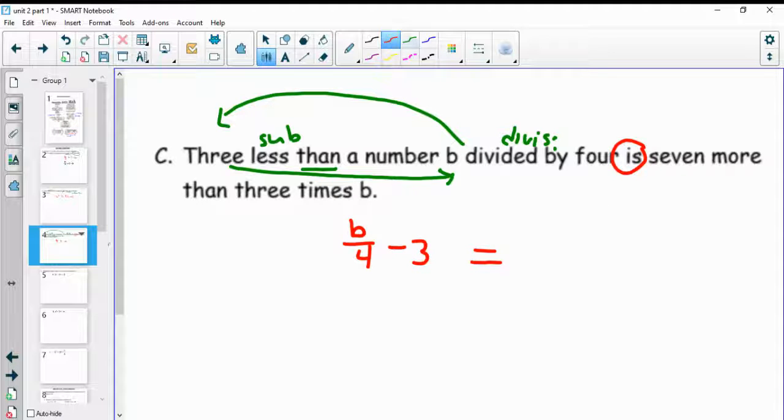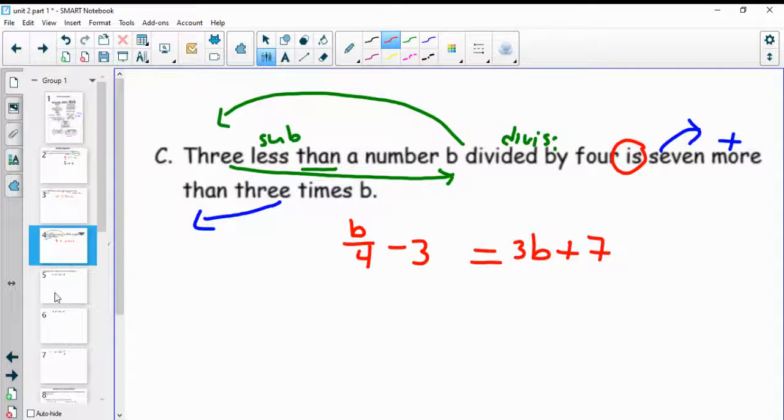Is, now we move to the right-hand side, 7 more than 3 times b. So now less meant subtraction, so more is going to mean addition. Than is still one of our turnaround words, so it's going to change our order. So 3 times b is going to be recorded first, and 7 is going to be recorded second. So as we go to translate this, 3b stands for 3 times b, plus, for the more, 7.